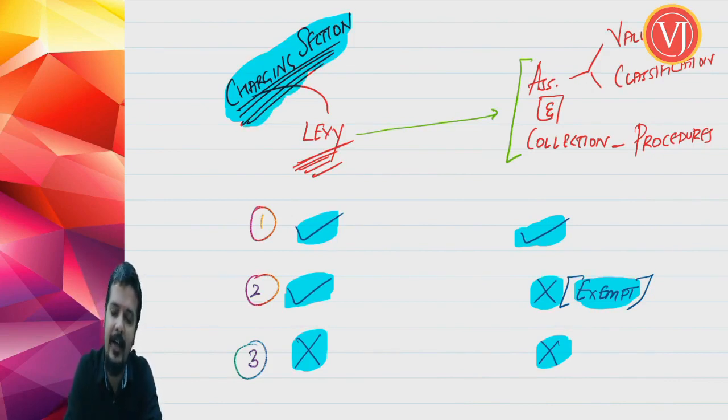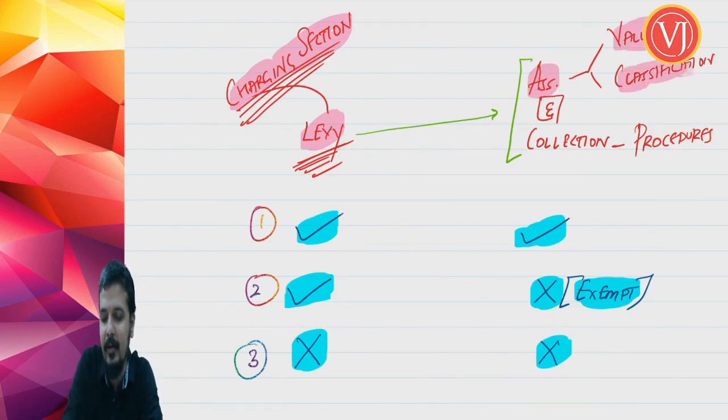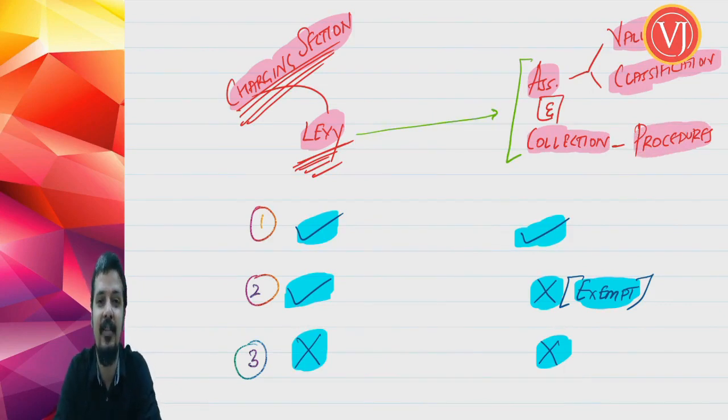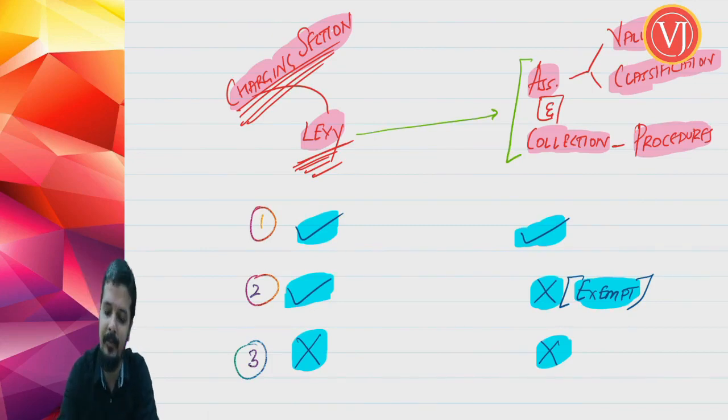And after your levy is there, you are going to talk about assessment. When you are talking about levy, the focus is on the charging section. When you are talking about assessment, the focus is on valuation as well as classification. Valuation is finding out the value, classification is finding out the rate. When you are talking about collection, you are talking about all your documentation procedures: import procedure, export procedure, transit and transshipment procedure, warehousing procedure. Warehousing procedure is not applicable for your exams, but it is there in law. Baggage procedure, etc.